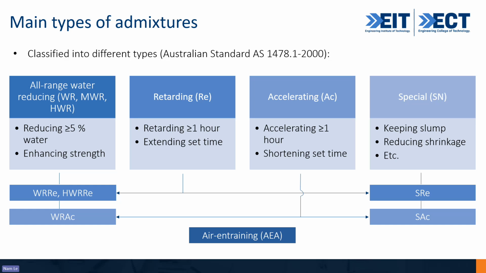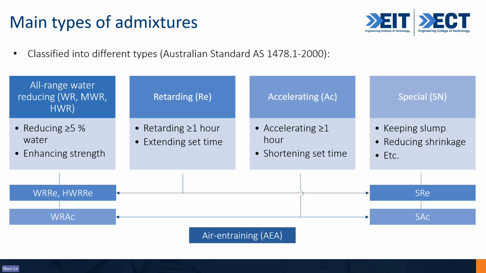And the minimum reduction in water is 5%. What we know is when we can reduce the water amount, we can reduce the water to cement ratio, right? And that will help to increase the strength of the concrete, right? This is the main purpose of these admixtures, right? And with different classes, different grades, we have different levels, right?